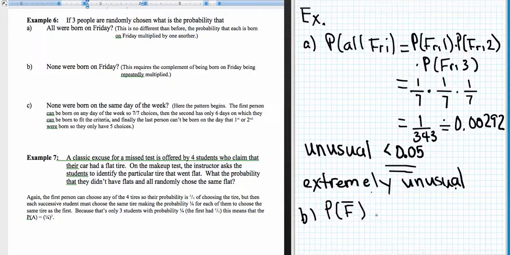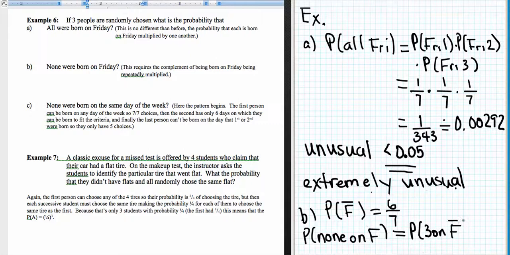So not being born on Friday, that probability is the complement of being born on Friday, which is 6 over 7. So the probability that none are born on Friday is equal to the probability that all are not born on Friday, right? So this probability is actually equal to the probability that three are not born on Friday.